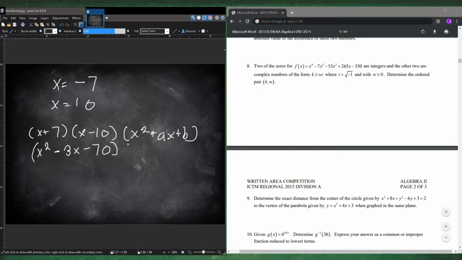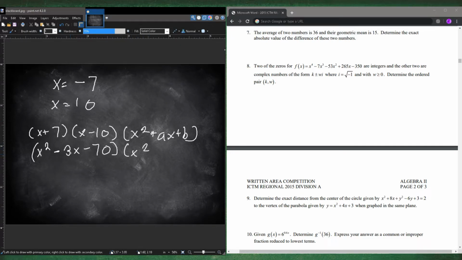So we know that other polynomial has to start with x squared. So we can have a 3x squared. That's a 7x, I mean 3x cubed. This is 7x cubed, so this has to be a minus 4. And this is a negative 70. So we need to get a negative 350. So this one's a plus 5, right? So x squared minus 4x plus 5 is the equation we need to find for the complex zeros.